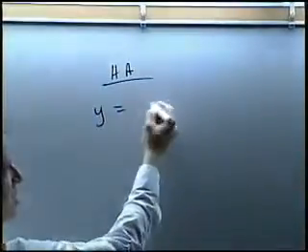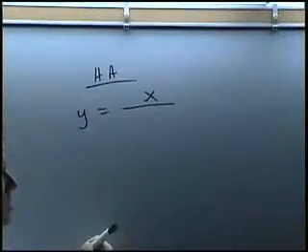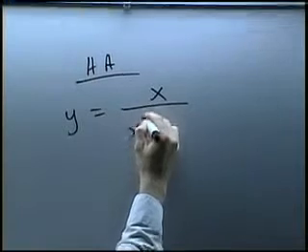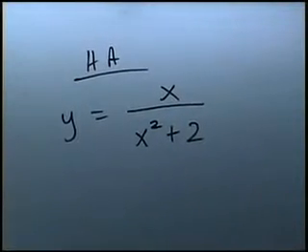Okay? Another example of a horizontal asymptote. What if I give you this equation? We'll put an x in the numerator. We'll put x squared plus 2 in the denominator.